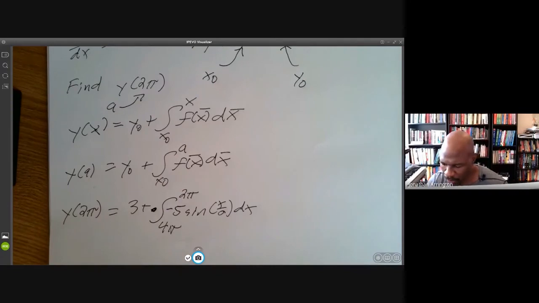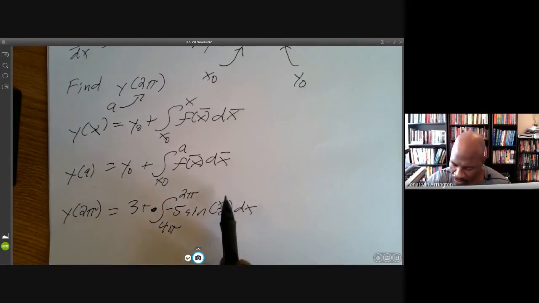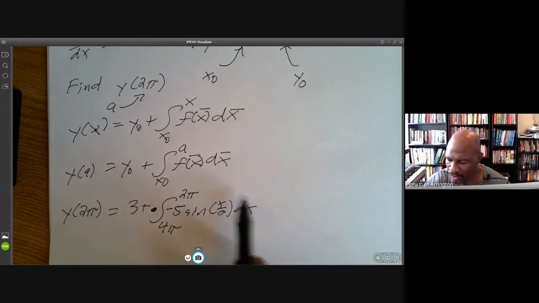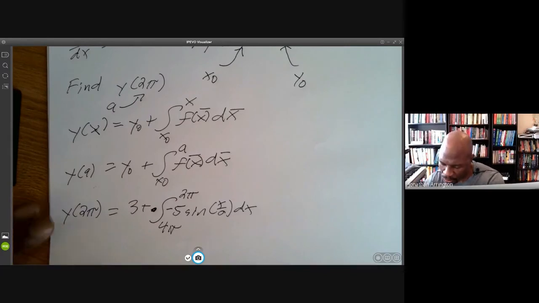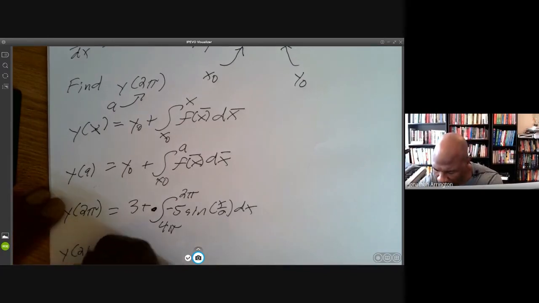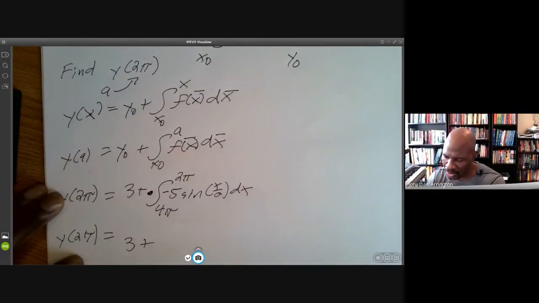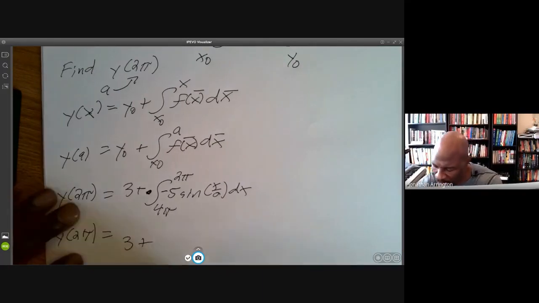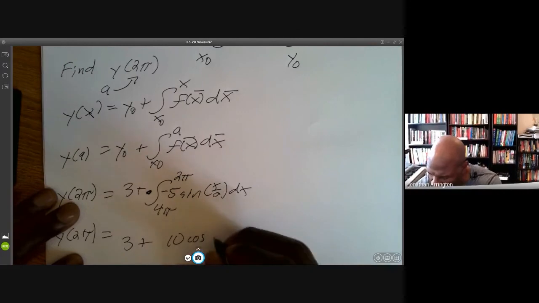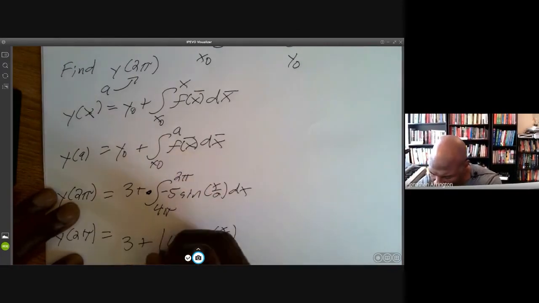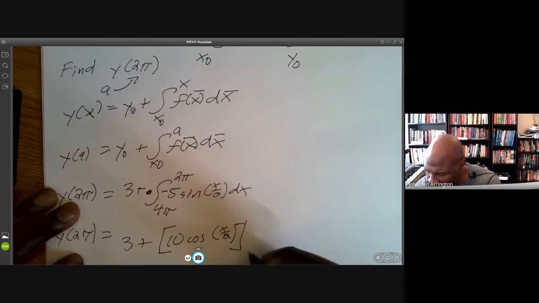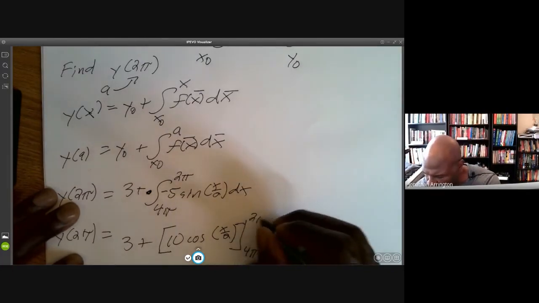All right, so that is the problem at hand. Really, we need to evaluate this definite integral, and when we evaluate it, we're simply going to add 3 to it. Problem solved. So y of 2 pi equals, let's integrate this guy and see what's under the hood. If I integrate negative 5 sine x over 2, that should give me positive 10 cosine x over 2, to be evaluated from 4 pi to 2 pi.